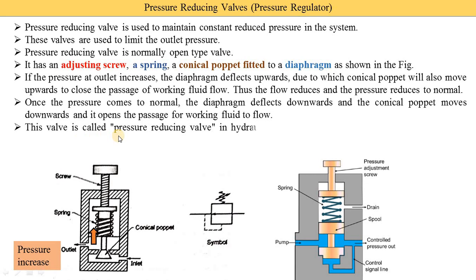So this valve is called a pressure reducing valve in hydraulic systems and a pressure regulator in a pneumatic system. Means the construction and working of this valve are the same, but the name is different for hydraulic systems as well as for pneumatic systems. For a hydraulic system, its name is pressure reducing valve, and for a pneumatic system, its name is pressure regulator.